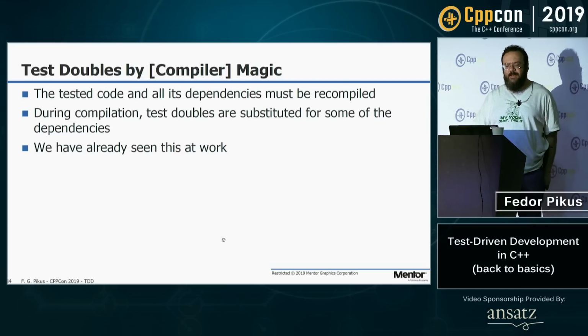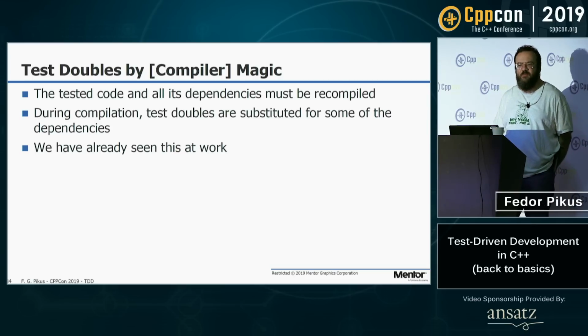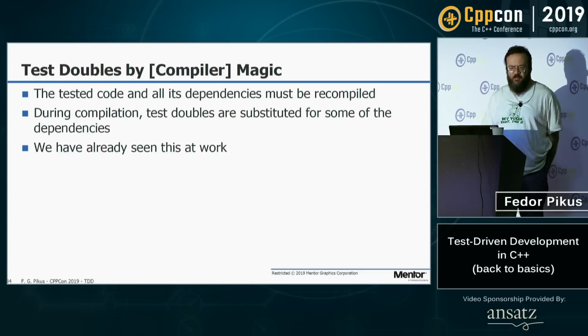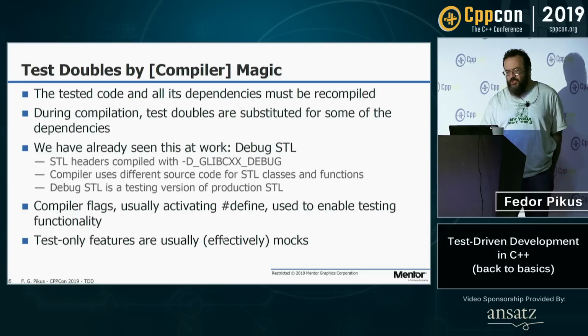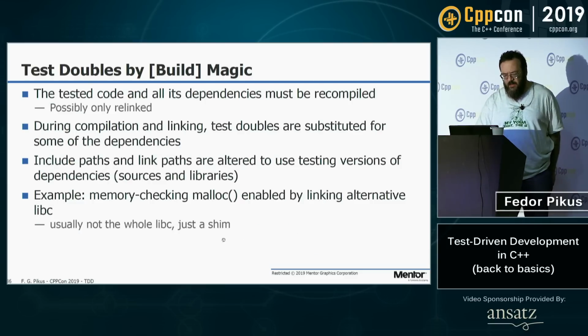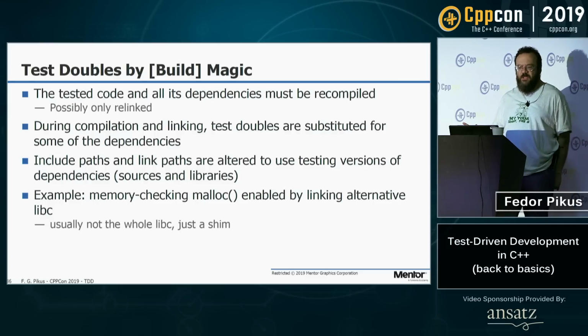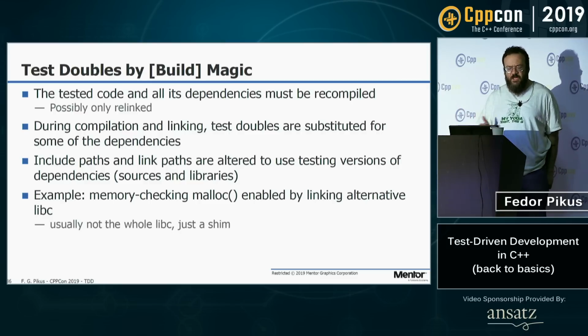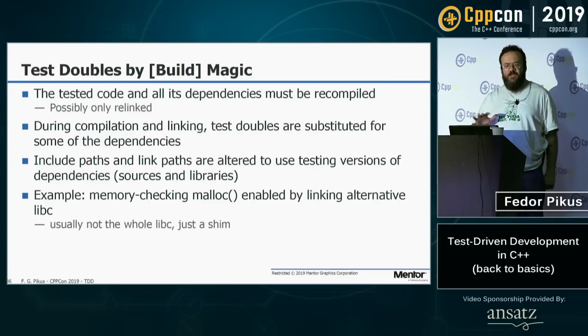Compiler magic, basically, you make the compiler swizzle in some different code. We've seen an example of it. Debug.stl is exactly that. You turn on a pound define, pound defines make the headers change, a different version of STL is compiled in. Usually it's pound define, you can do some other compiler stuff, compiler flags. Build magic is another option. You change the include path, you change the library path, different version of source code gets brought into the build. You have to recompile everything, of course, but the code you're testing doesn't change.